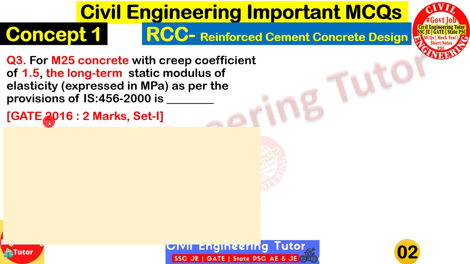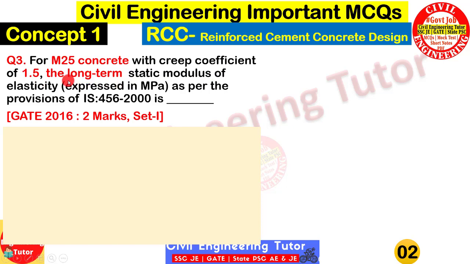Now let's see another question, and this question is asked in GATE 2016. This is a numerical answer type question, so you have to find out the answer and then write it down. There is no option. A little bit of calculation is involved here, although the problem is also easy, but a slightly different type of question is asked. M25 concrete is given and a creep coefficient of 1.5 is given. Now they have asked for the long-term static modulus of elasticity.